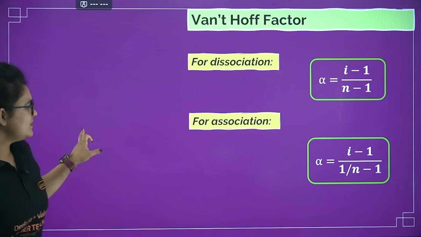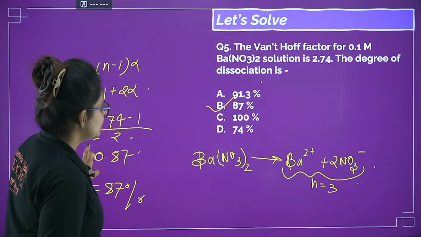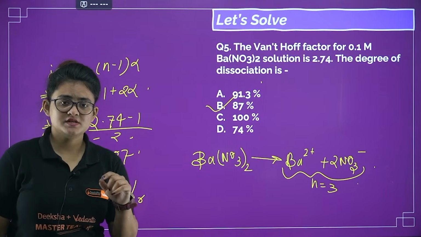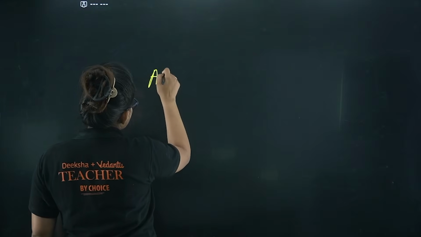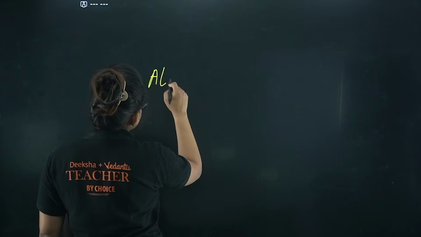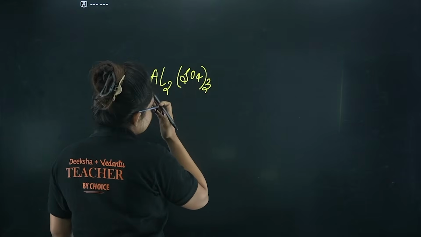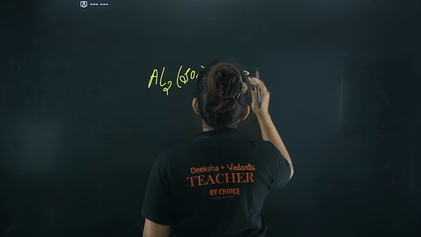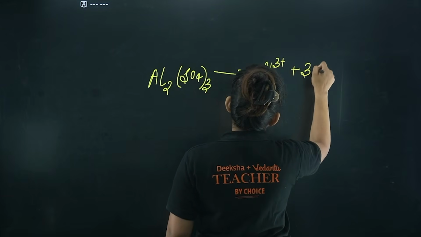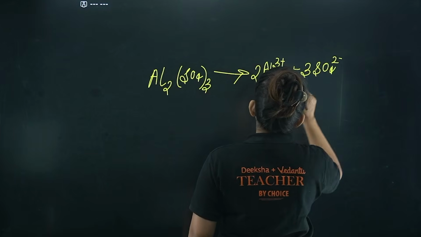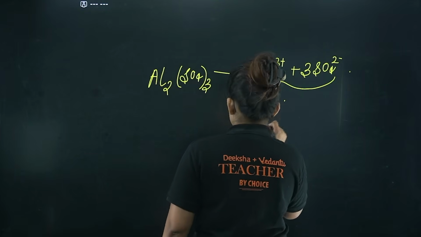Okay, so just let me tell you something here. If you are having those types of solute, let me give you an example. Let's take aluminium sulfate, Al2(SO4)3. If you dissociate it, it will come as 2Al3+ and 3SO4 2-. For this case, how many ions am I having? I'm having a total of 5 ions. So i will be 5 for this case.